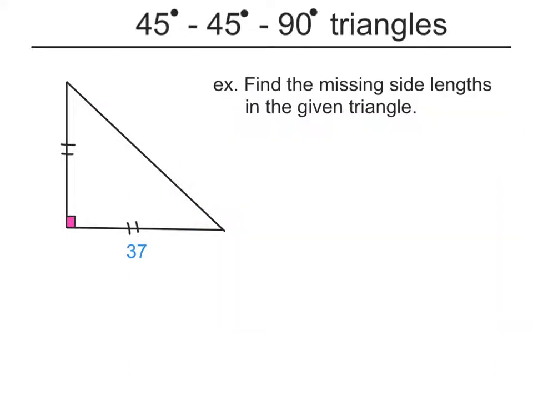So now I can give you a problem like this. Here's the actual directions. Find the missing side lengths in the given triangle. So look at the triangle. It is a 45, 45, 90. I'm giving you that this side right here has a measure of 37. So if that's 37, we know that this side must also be 37. And if those two are both 37, we know that the hypotenuse has to be 37 root 2. Easy enough.